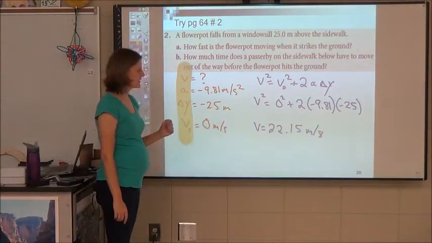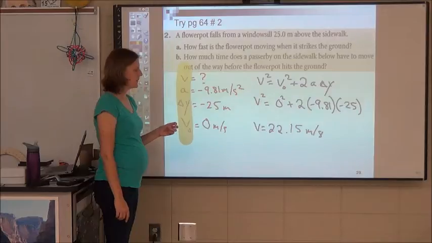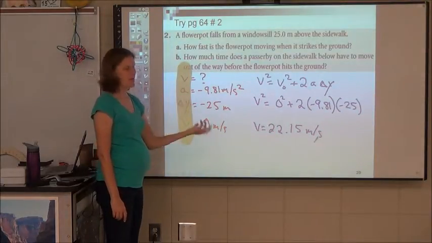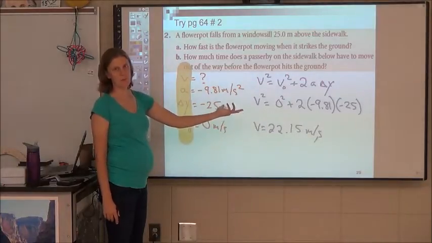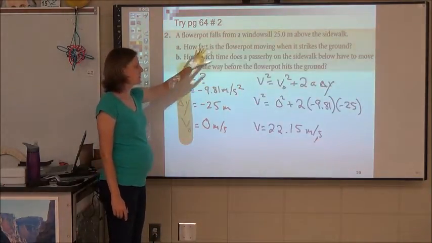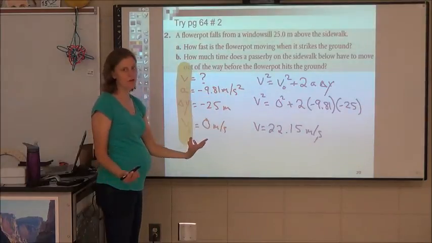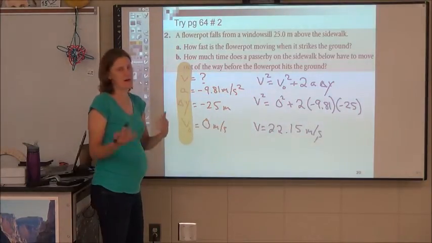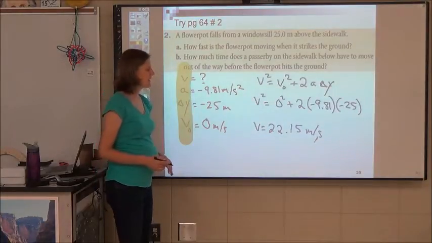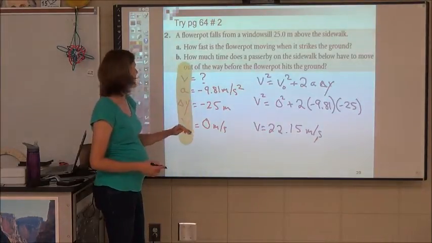Okay, so the final velocity I get is 22.15 meters per second. Really, that's a speed answer. To make that a velocity, I should either write the word down or put a negative sign on there. But it just says how fast is it moving, so it's sort of a magnitude question. I don't really care what the direction is, and obviously the direction can be down anyway. But it is moving at 22.15 meters per second when it hits the ground.